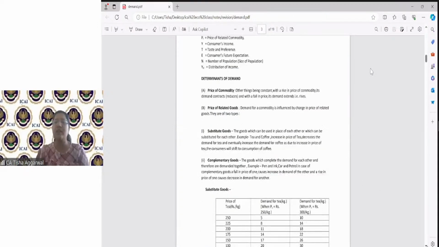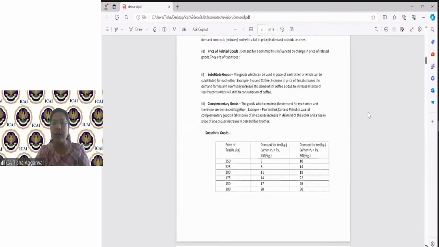When I say that goods can be used in place of each other, for example, tea and coffee, anything of that sort, that will be called substitute goods. What are complementary goods? Those which can be used only together to fulfill a particular want. That is what is known as complementary goods. For example, tea and sugar, pen and ink, car and petroleum, these would all go under complementary goods.